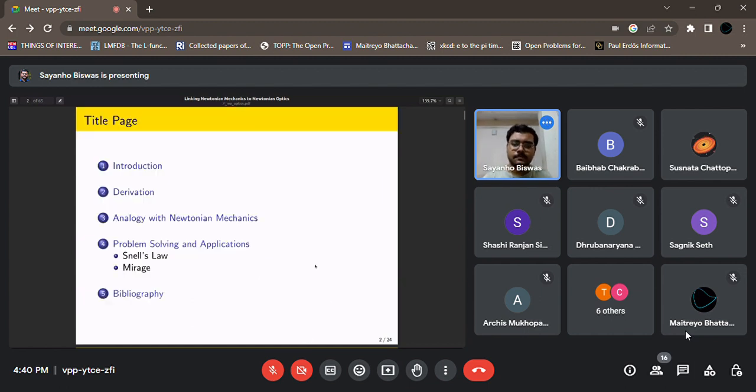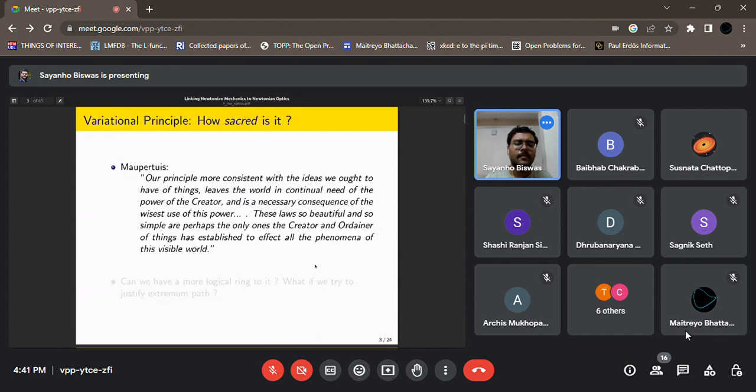Okay, so as you can see, we have the different paths. Now, the variational principle is something that Lagrange gave, and before Lagrange, one of the first principles of, quote unquote, least action, which is a misnomer because it's stationary action, was given by Maupertuis.